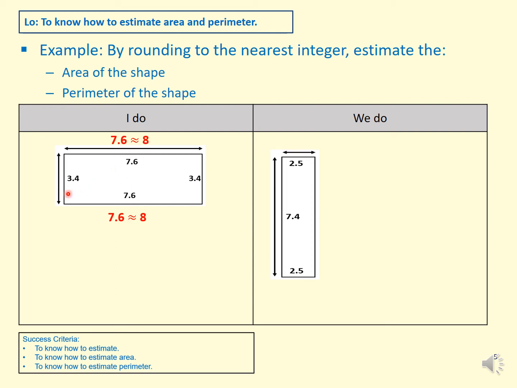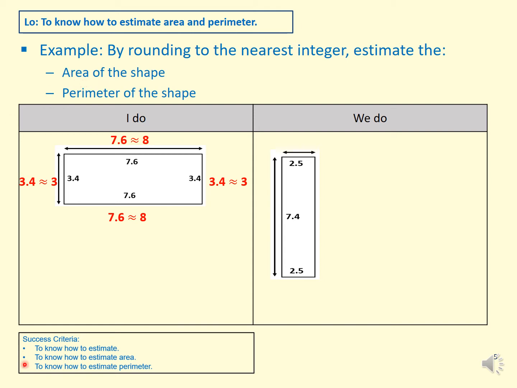So now let's round 3.4 to the nearest integer. Again, you look at the number straight after the decimal point, which is 4, less than 5. So I keep 3 as it is, which means 3.4 rounded to the nearest integer is closer to 3. You have 3 this side and the other side of the rectangle is the same, so you have 3 this side as well. Now, the first question is asking me to find the area of the shape.